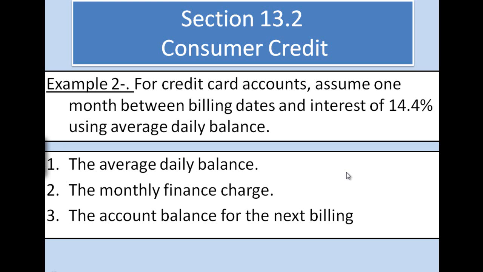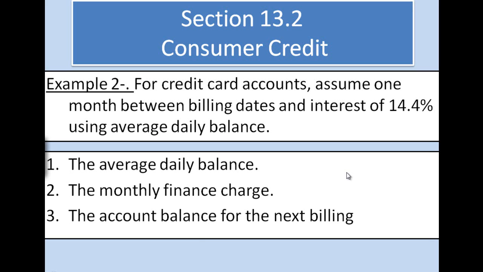Okay, example 2 is for a credit card account. Assume 1 month between billing dates and interest of 14.4% using the average daily balance. To compute: number 1, the average daily balance; number 2, the monthly finance charge; number 3, the account balance at the next billing.